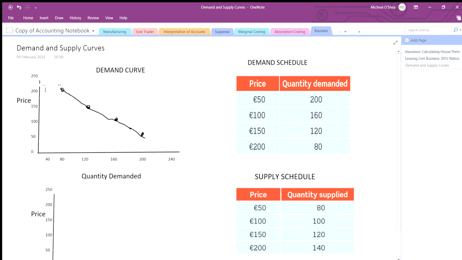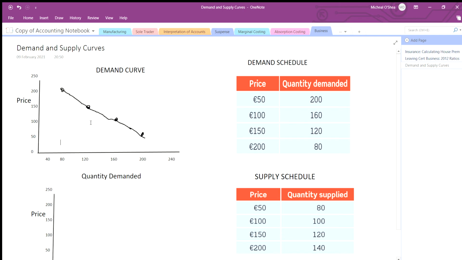When the price of an expensive piece of whatever it is, let's just say the price of shoes, to make it somewhat relevant to a teenager's life. So the price of new runners is €200. There's only 80 people interested in purchasing it. When the price goes down to €150, there's now 120 people interested in buying it. Price goes to 100, now you have 160 people, and if the price drops to 50, you have 200 people interested. So that's more than two and a half times that of when the price was 200.